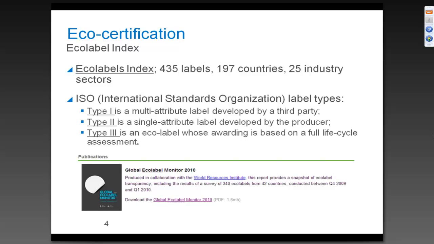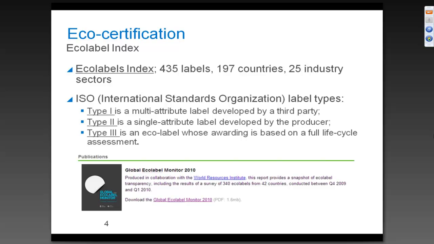So going to the next slide, that said, I showed a small subset, but there are a lot of eco certifications and eco labels. This is probably a year old or so, but the last time I looked, there were 435 labels relevant to 197 countries and covering 25 industry sectors. So there are many types of eco-labels for many different applications.